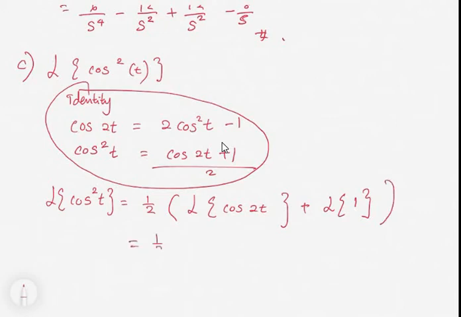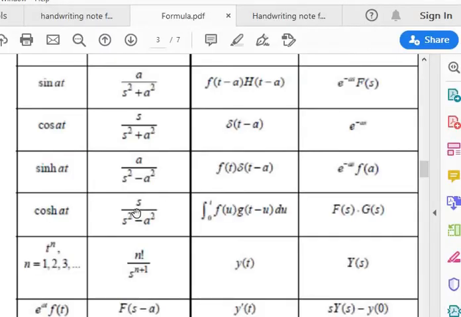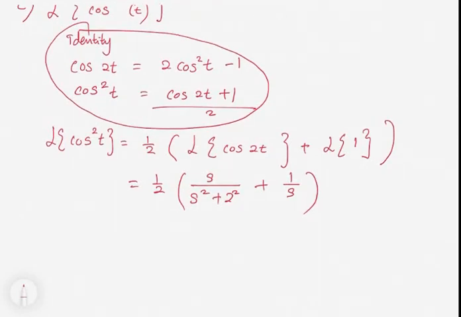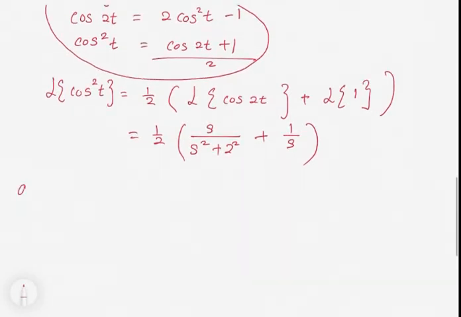So equivalent to half for the cos. Okay, let's check for the cos. What do you have? That is s over s squared minus a squared. Okay, s over s squared plus a squared. A squared is 2, so it's 2 squared. Plus is 1 over s. Okay, that's all. Next, for the next example, is the Laplace transform of sinh square 2t.